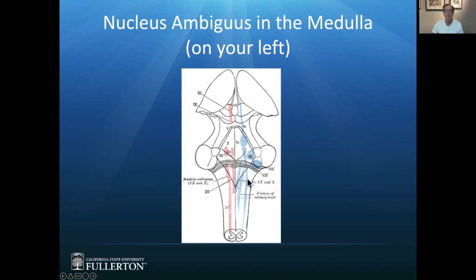So you do have both of those on both sides, but in order to simplify the illustration, they are just showing the motor on your left and the sensory on your right. Now we're going to focus in on two of the nuclei, the nucleus ambiguus shown right here, and it does run the length of the medulla. That's how I know that the medulla ends about here.